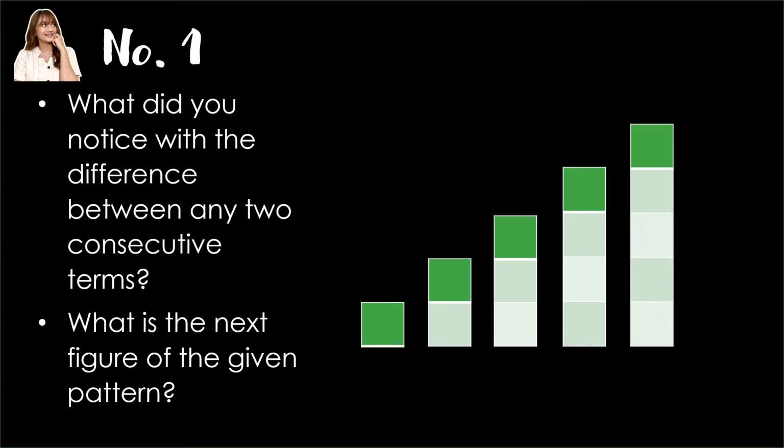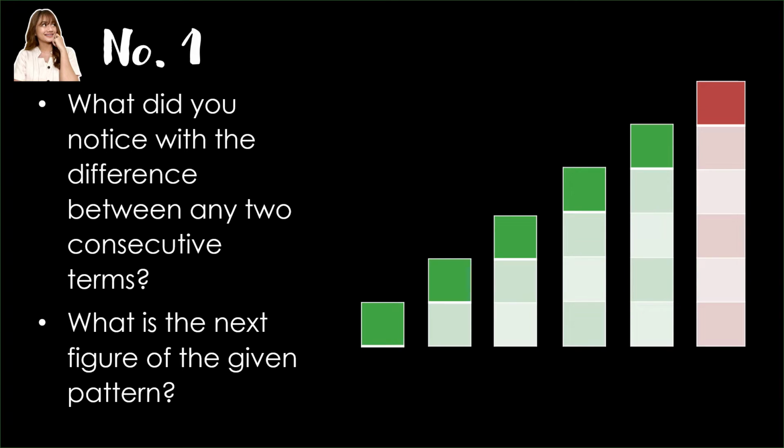The next figure of the given pattern is this. Observe that each square increases by 1. So we have 1, 2 squares, 3 squares, 4 squares, 5 squares, and the next figure will be 6 squares.